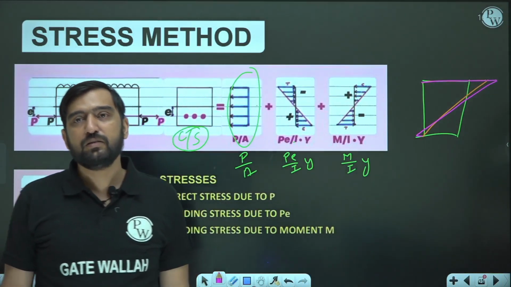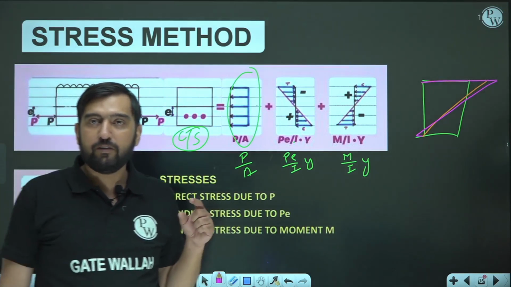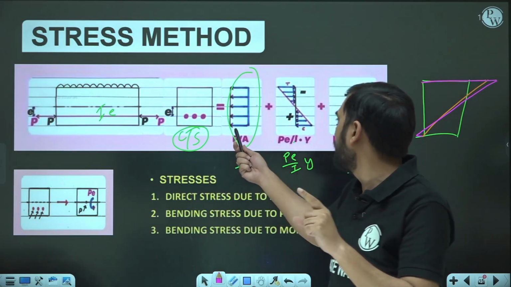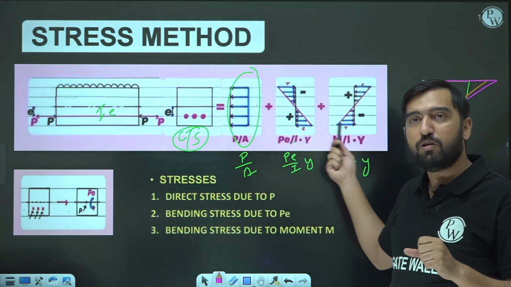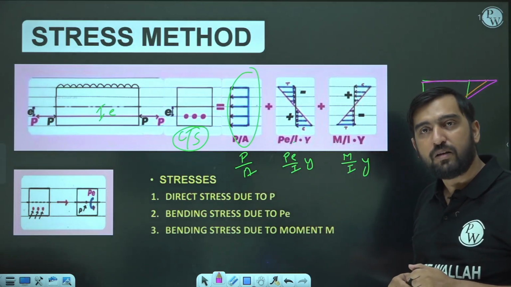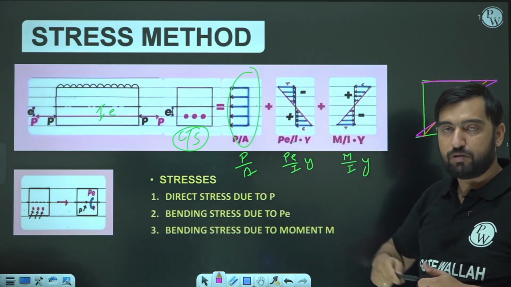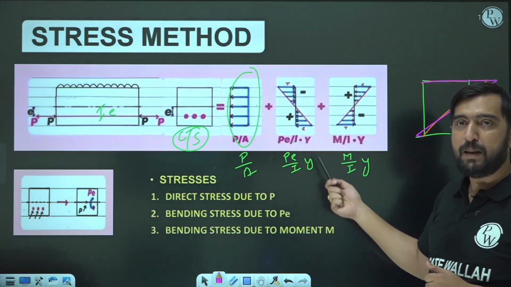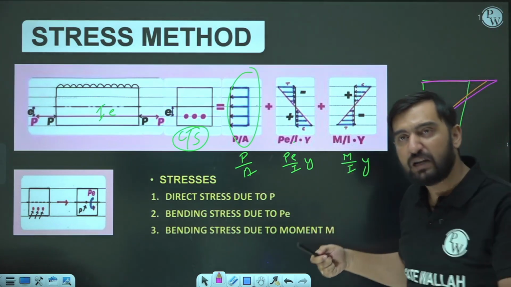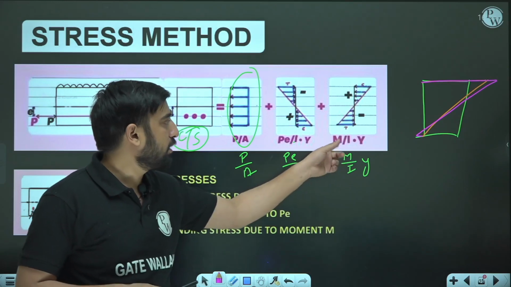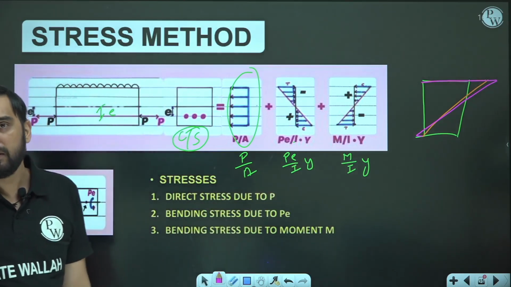Isn't it? So this is the stress method. We can say here that due to pre-stressing, two components are here, and due to external load, one component is here. P upon area is the component due to the pre-stressing force, and P e upon I into y is the component due to the eccentricity of the pre-stressing force, and then M upon I into y is due to the external load, isn't it?